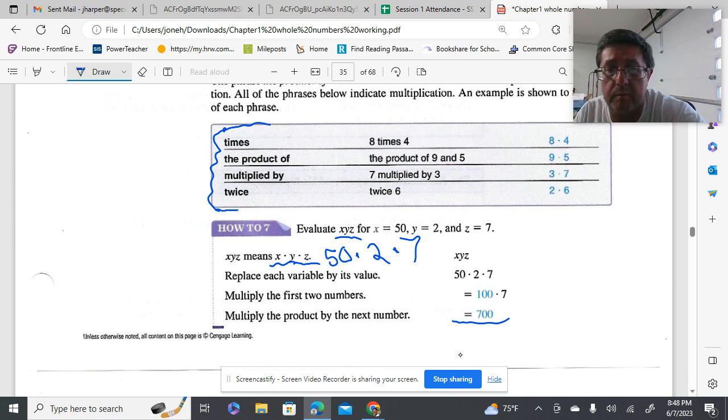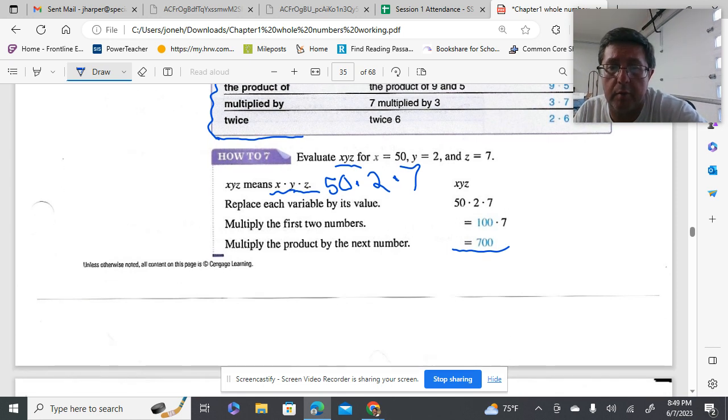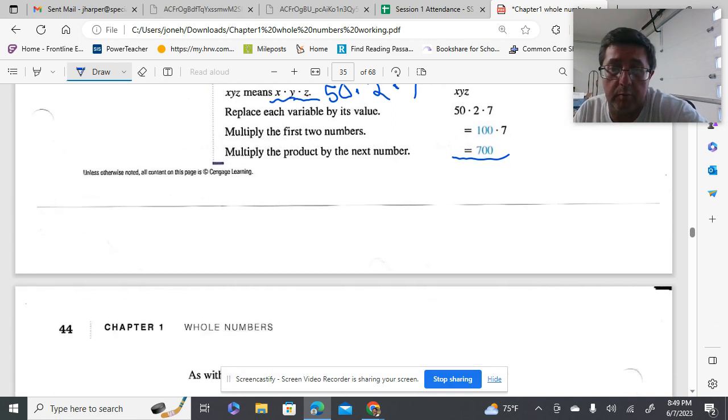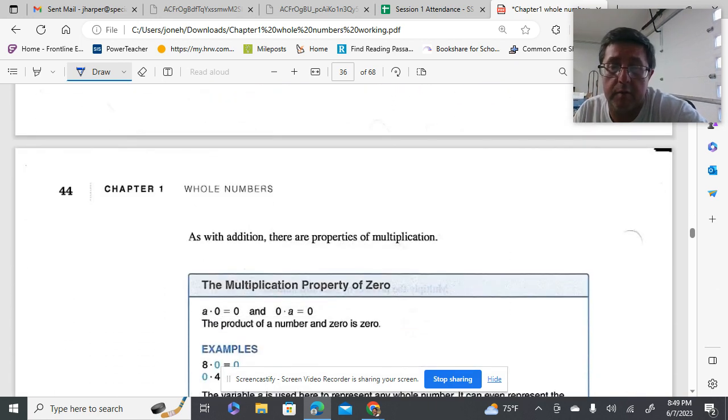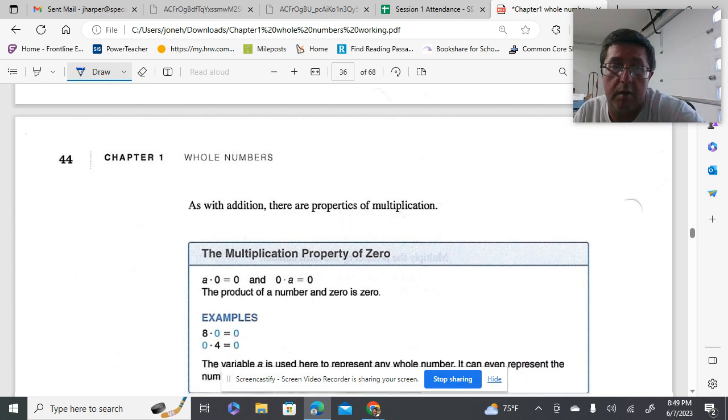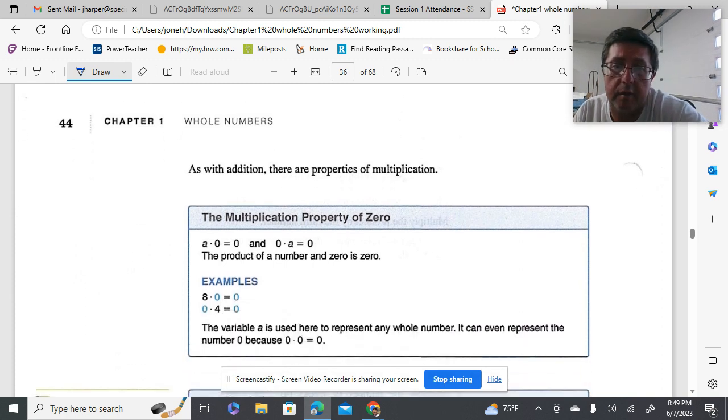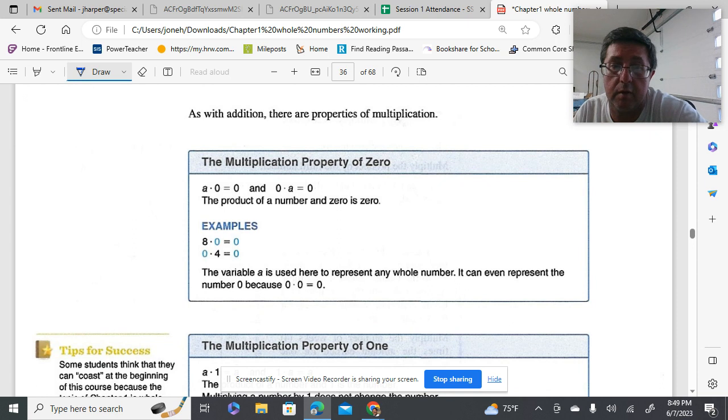Okay, so just remember these, and remember if the variables are next to each other, they're going to be multiplied. Usually if it's divide, they'll have a slash. But we're not going to worry about that because we are not in division yet. Okay. As with addition, there are properties of multiplication. So, I want you guys to focus in on this.